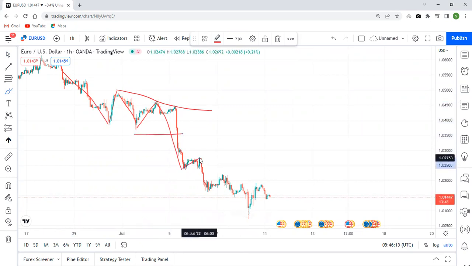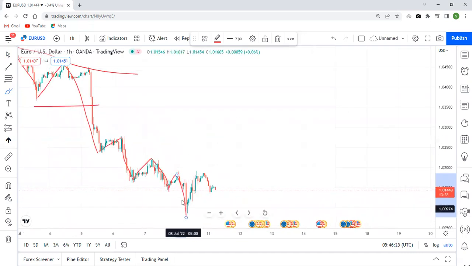So as you can see, we get another pullback. We get this move to the downside. We get another move, and then we get this slight consolidation, and then boom, we get this move to the downside. So now, if you look at this market, it's kind of making a price action pattern. We're going to be looking at a head and shoulder formation. As you can see, here is the head, here is the left and the right shoulder.